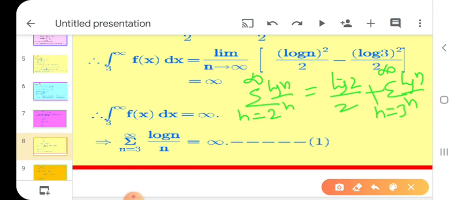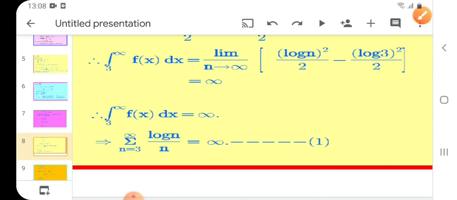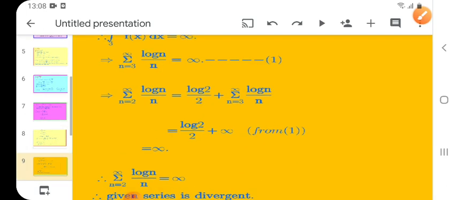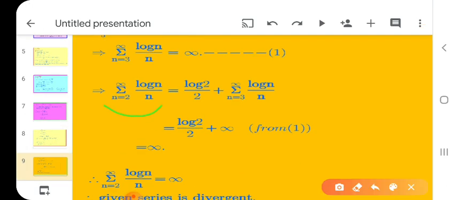First we have to find the limit as n tends to infinity, from 2 to infinity. See here, we have to find whether the given series is convergent or not for n equals 2 to infinity. But here we found from 3 to infinity. So I write summation n equals 2 to infinity log n by n as: first I put n equals 2, so I get log 2 by 2. After that, n values from 3 to infinity. So I write this one. Is it clear or not?